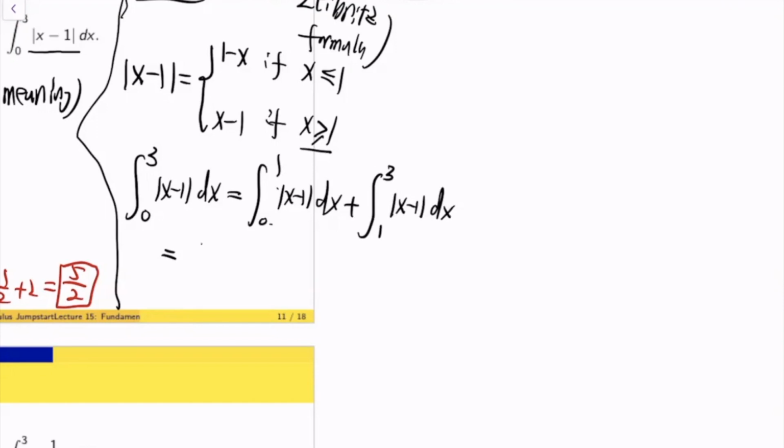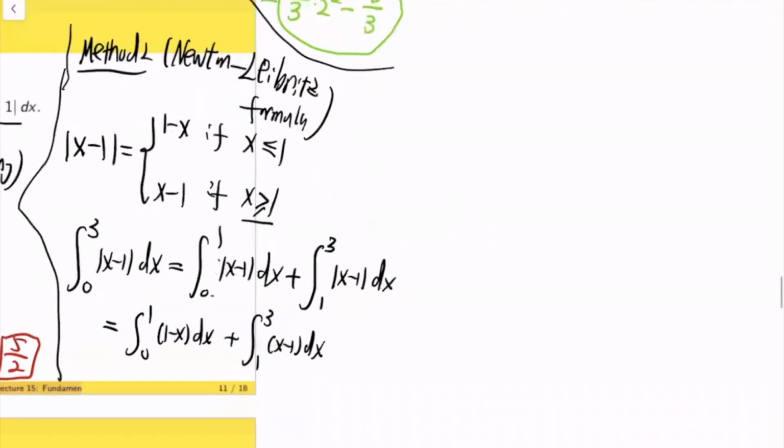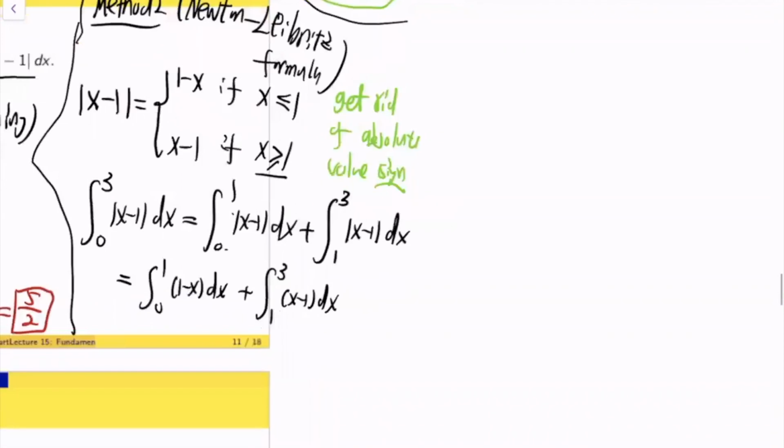So you see, the first part from 0 to 1 is 1 minus x dx, and the second part is from 1 to 3, and this is x minus 1 dx. Now my point is, if we encounter things with absolute value, we should get rid of the absolute value sign. We don't care about the antiderivative of the absolute value. Just for convenience, we get rid of the absolute value sign. Then let's see what we get.